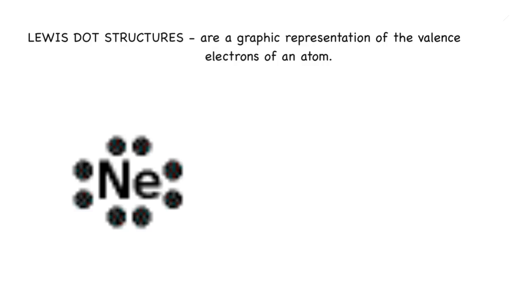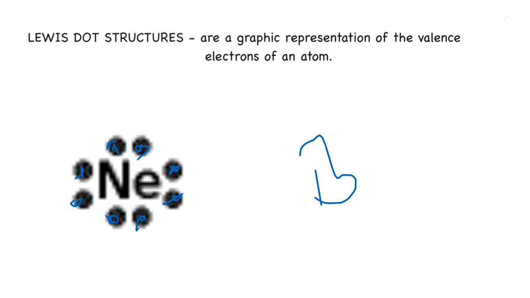So here is our neon atom, and neon has 8 valence electrons because it's in the noble gases, that last column, and we're going to add them 1 at a time until we get to 8. We add 1 at the top, we're going to go around to the side and add 1 at the bottom on the side, and then we can double up until we get to our 8 electrons.